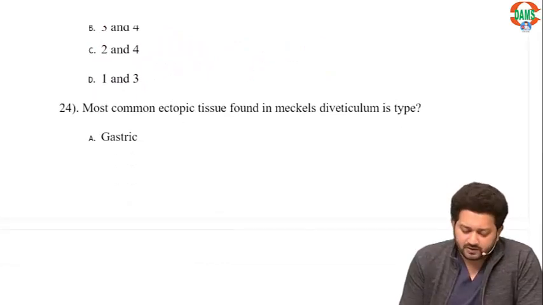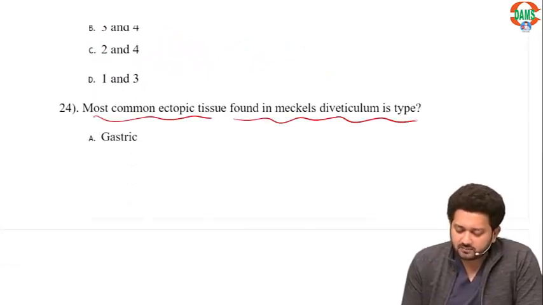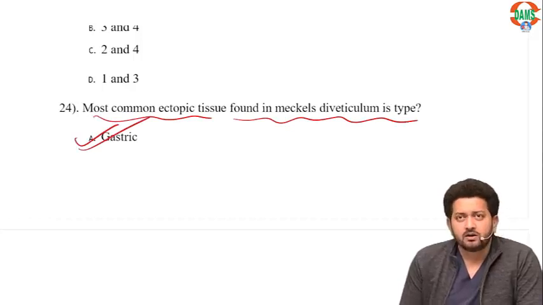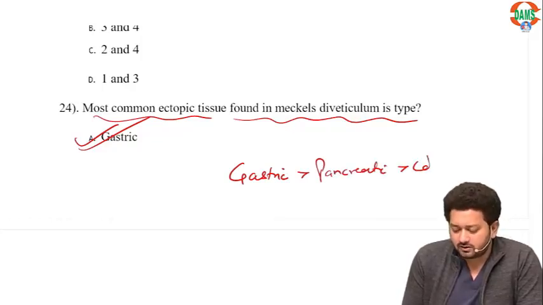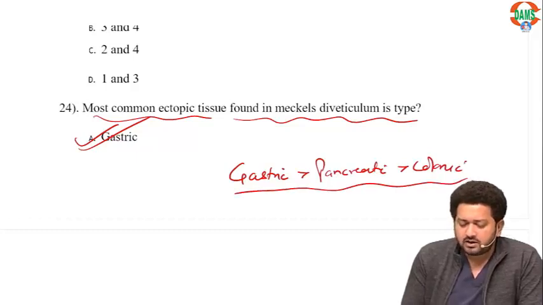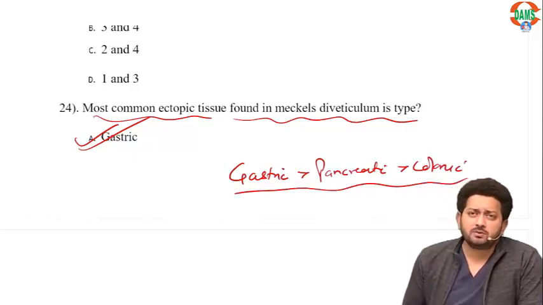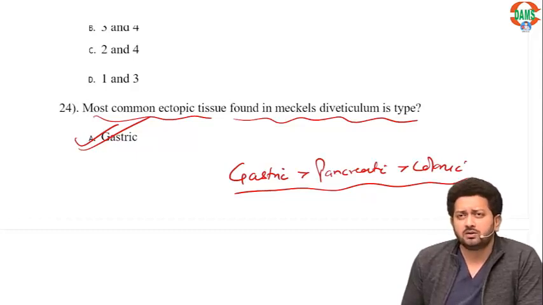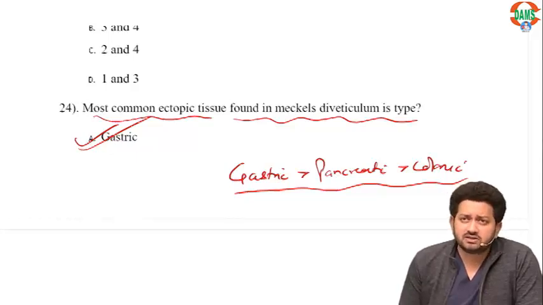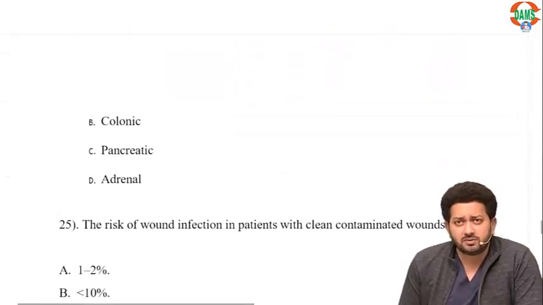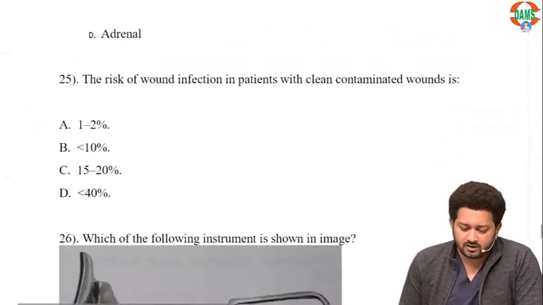24. The most common ectopic tissue found in Meckel's diverticulum is gastric. Okay, so the common ectopic tissue is gastric, then pancreatic, then colonic. In more than 50% of the cases, the mucosa inside the Meckel's diverticulum is gastric. We call it heterotopic or ectopic type of mucosa. Because of this, there are chances of ulceration, bleeding, and perforation in this area.